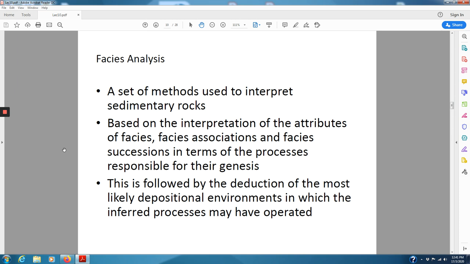It is based on the interpretation of the character of facies, these things that we call facies associations and facies successions. Don't worry about the terms. We'll come back to that later. We interpret them in terms of the processes responsible for their genesis. And this is followed by the deduction of the most likely depositional environments in which the inferred processes may have operated.